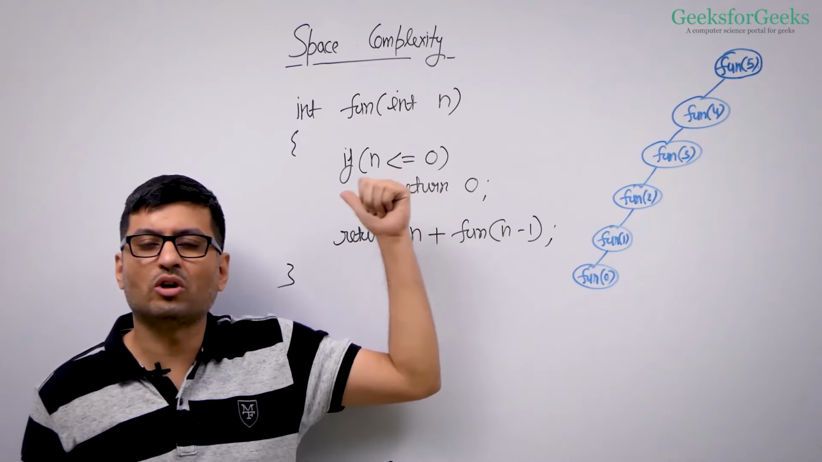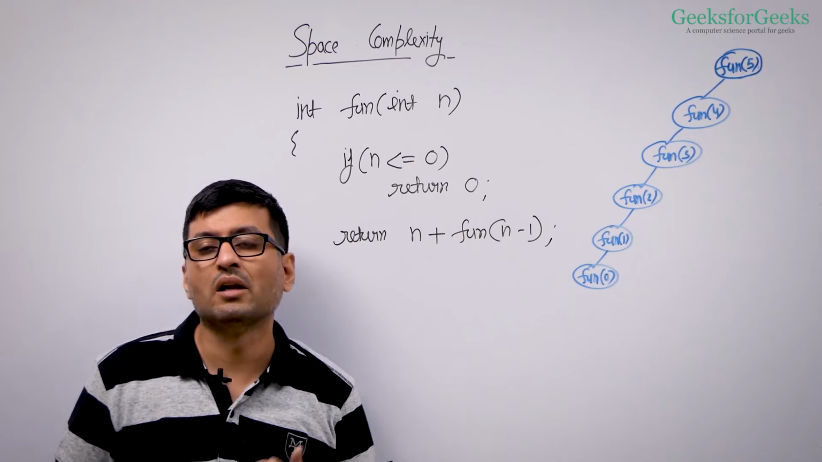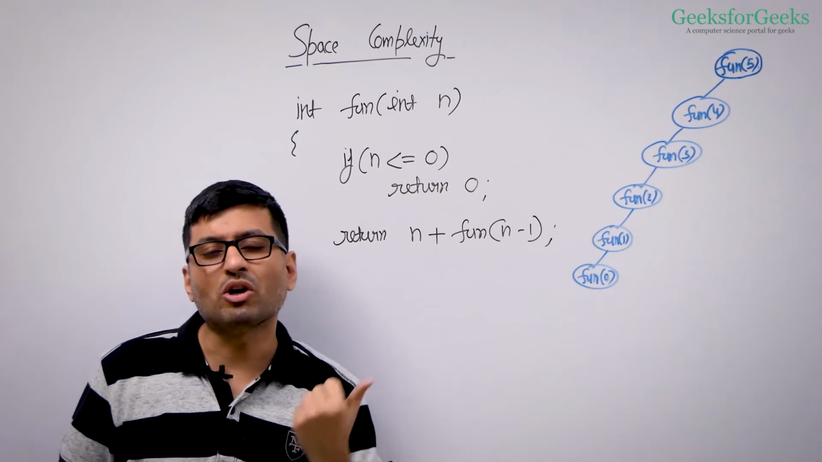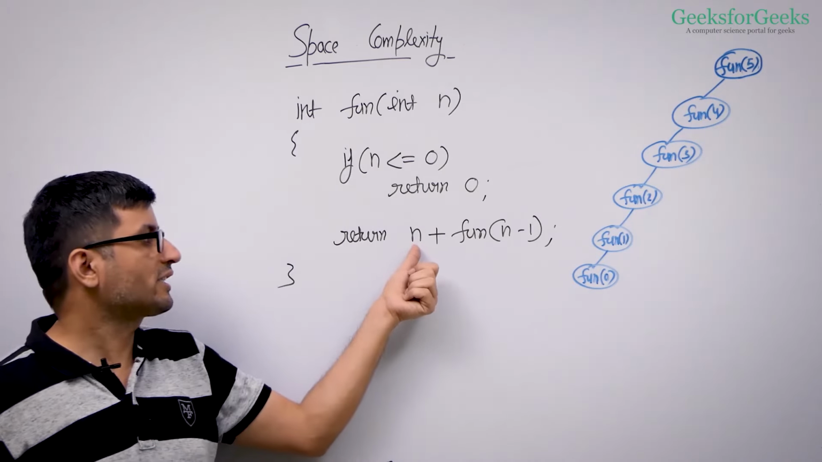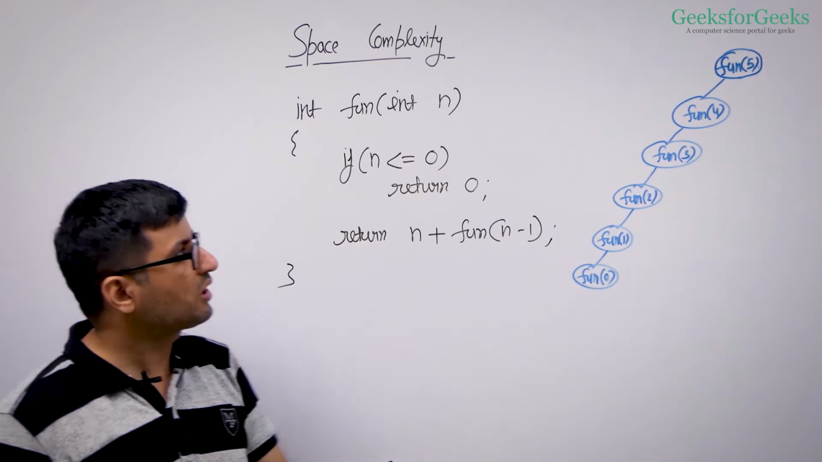If n becomes 0 or less than 0, it returns 0 as the sum of natural numbers. And if n is something positive, it adds n and calls fun n minus 1. So how does this work?